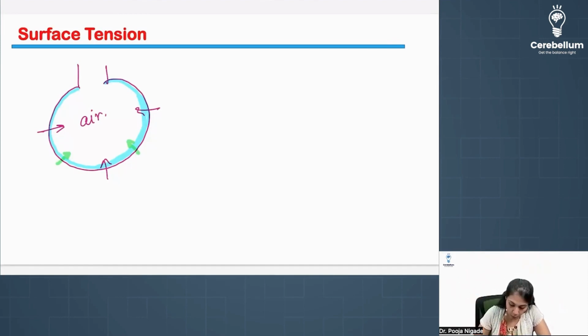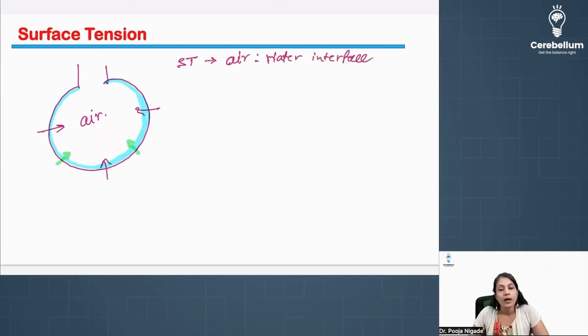Now, if I talk about why there is surface tension and where it is present at the maximum: remember, when there is an air-water interface, when the air and water come together, at that point the surface tension is definitely going to be maximum. Surface tension is the inward force generated by this air-water interface. So please remember, if I try to break down this air-water interface, what is going to happen?